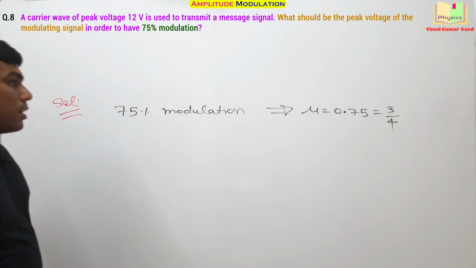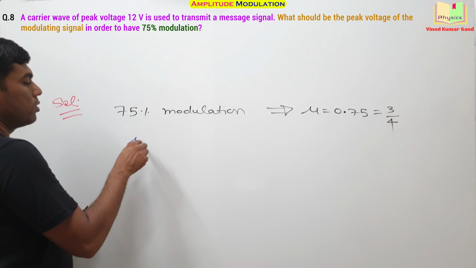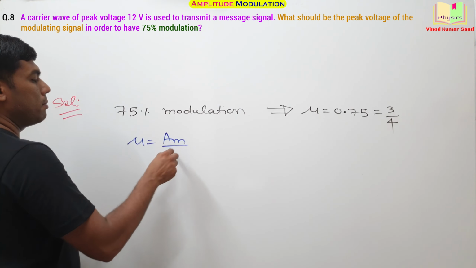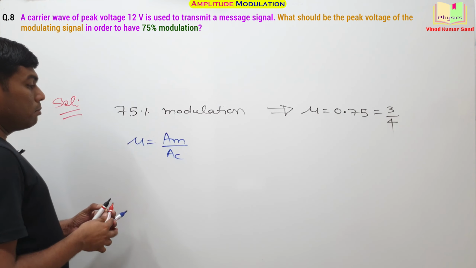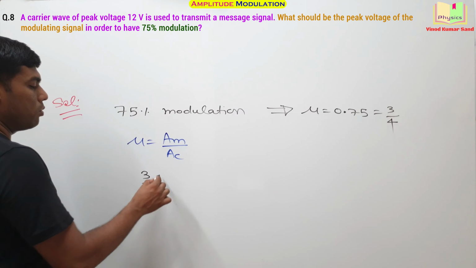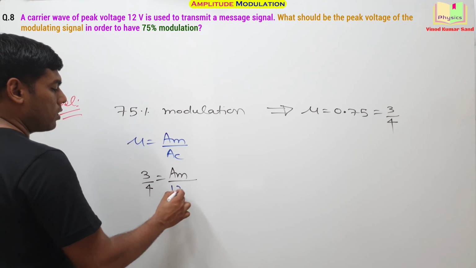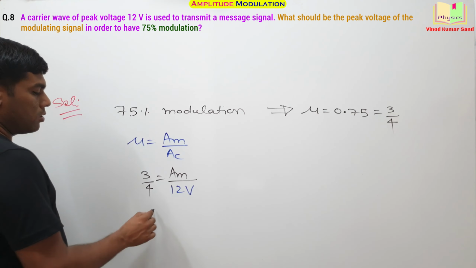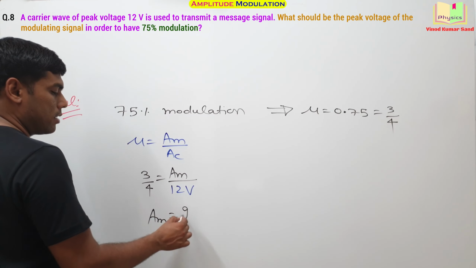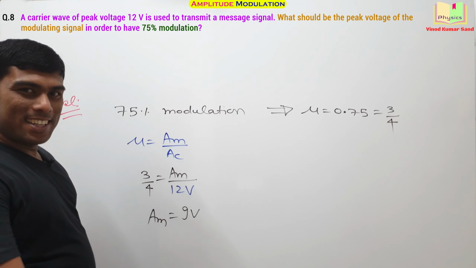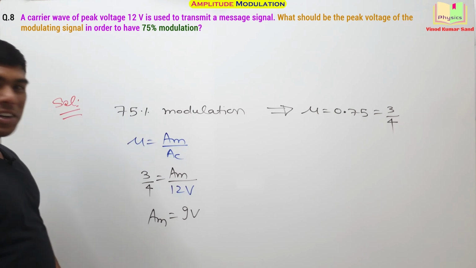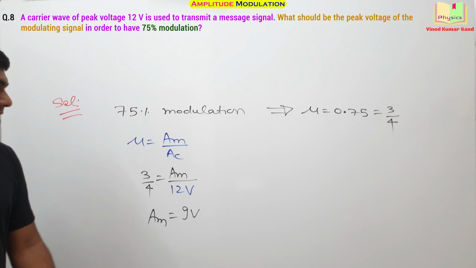Do you agree? We know the formula of mu. Mu is equal to Am by Ac. Mu is given as 3 by 4. Am is unknown. Ac is given as 12 volt. Then it provides you the value of Am as 9 volt. Simple answer. Note it down. Then we'll go further.